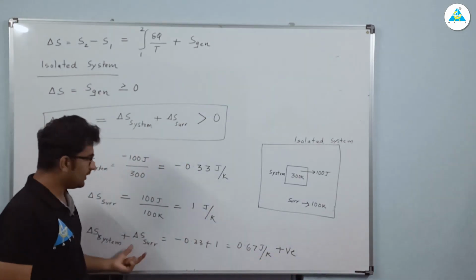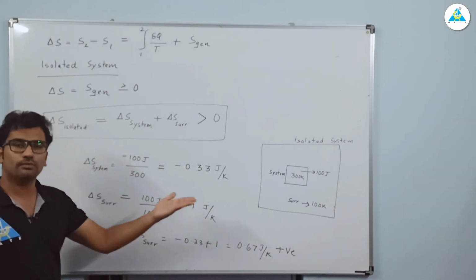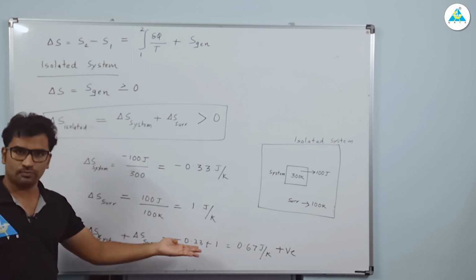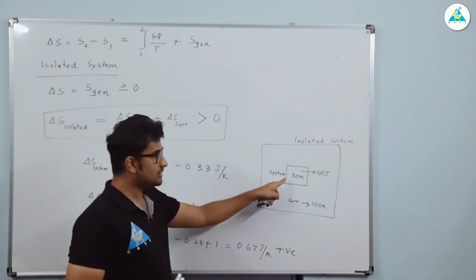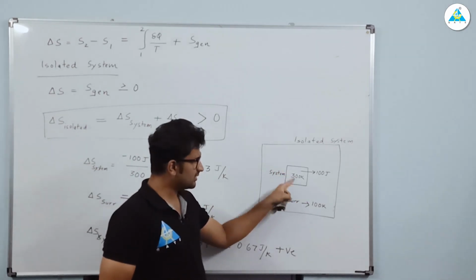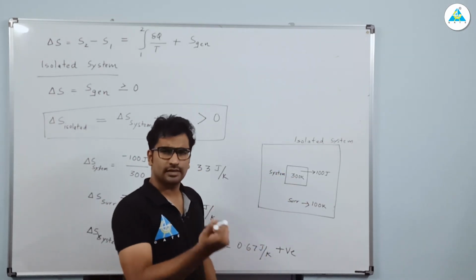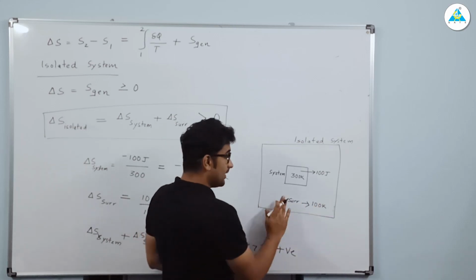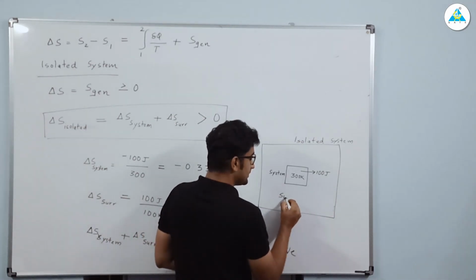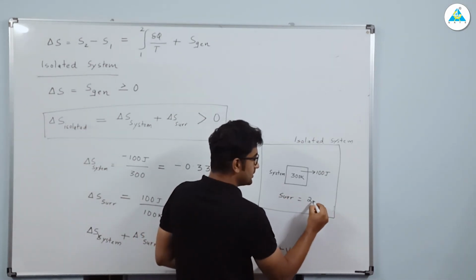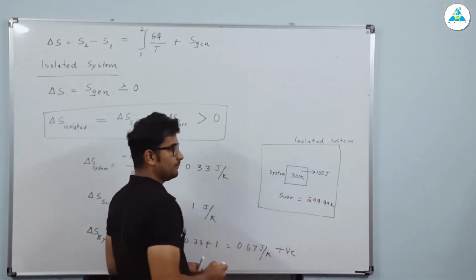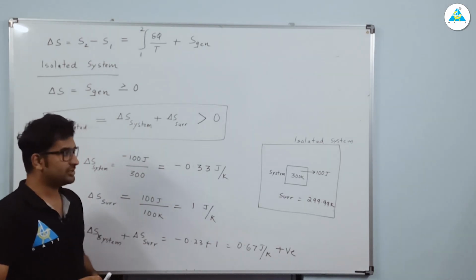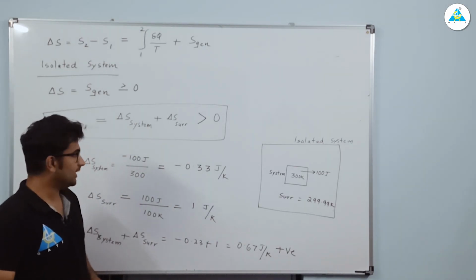Clear? So due to that, your total entropy change is positive. Now, when can I say this particular heat transfer is reversible? For example, in the second case, I am taking the surrounding temperature as 299.99 Kelvin.